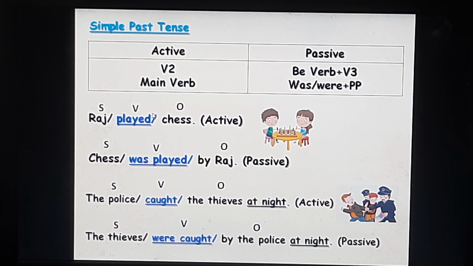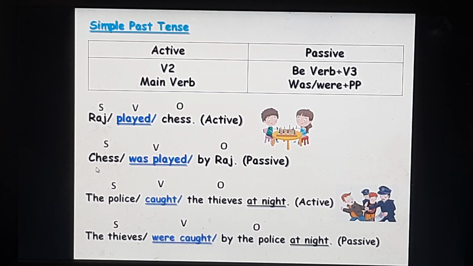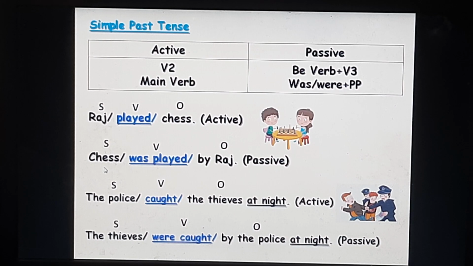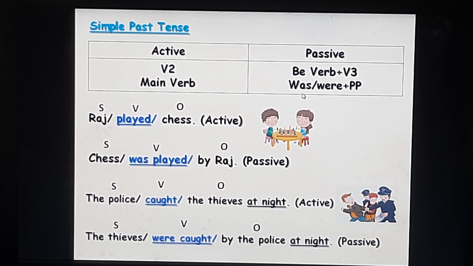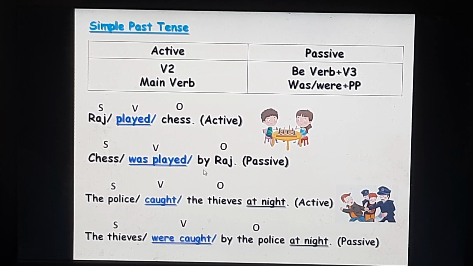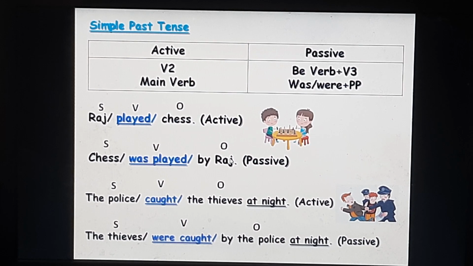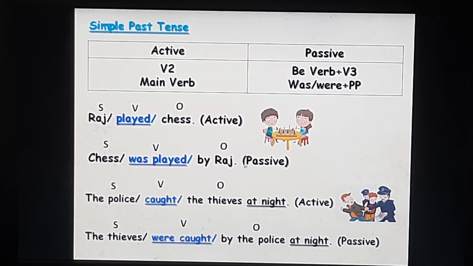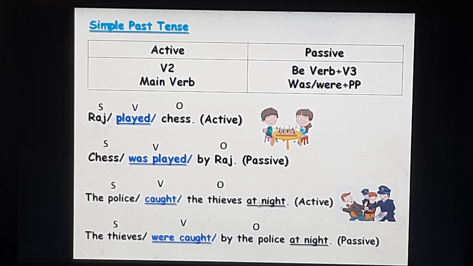So in the passive voice, chess will become your subject, which is third person singular. So use a singular be verb, which is was, then change into the past participle, which is played, then the preposition by, and the object is Raj. So chess was played by Raj is your passive.